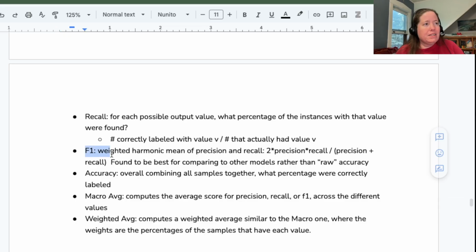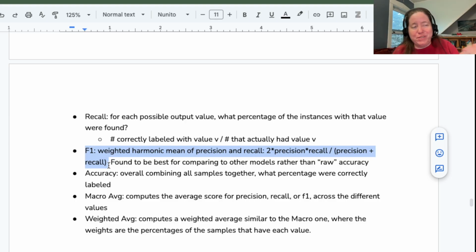F1 combines together precision and recall. So we do the weighted harmonic mean: 2 times precision times recall divided by precision plus recall. That's the F1 measure. It's a nice way of combining together the precision and recall values so that you get one number to look at instead of two, and it balances them together in a nice way.